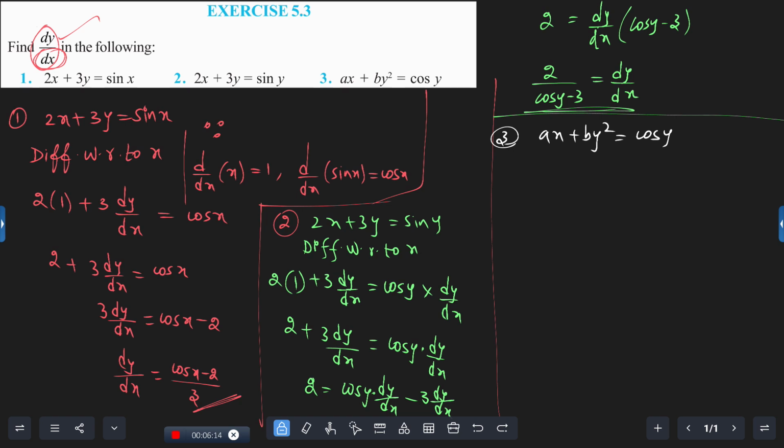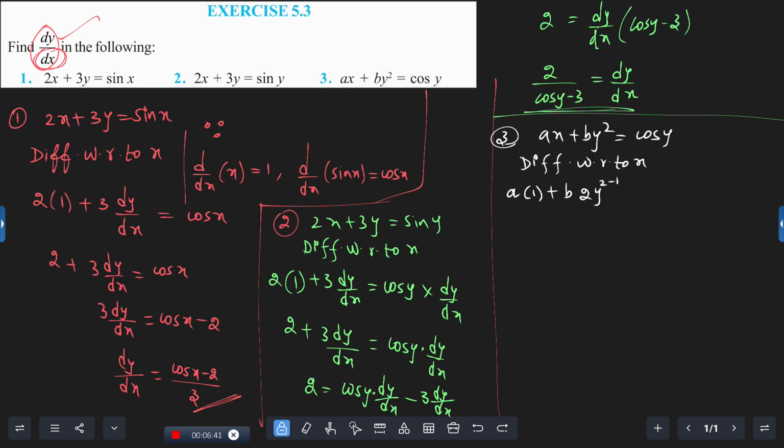Be careful. Again, differentiate with respect to x on both sides. So a into x derivative is 1, plus b into y square. When you differentiate y square, what will you be getting? 2 should be coming down, and power 1 will be reduced. That work you have to do. So 2 will be coming down.